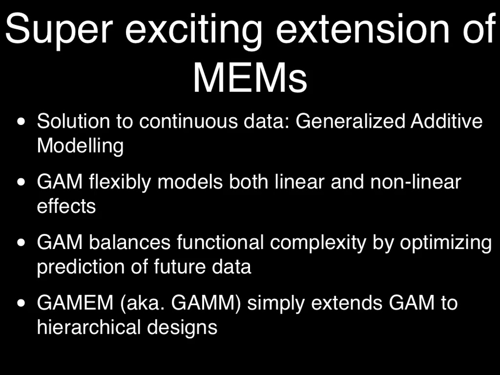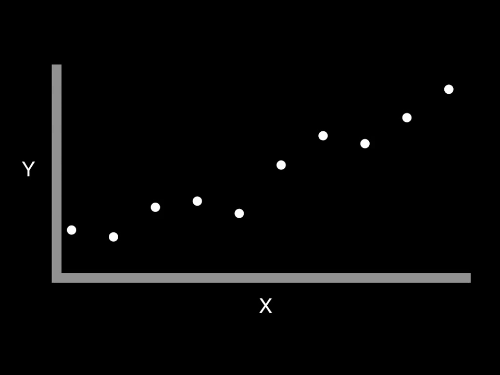So this is just simply saying that generalized additive mixed effects models, otherwise known as GAMM with two M's, simply extends GAM to hierarchical designs. And to just give you a quick sense of the principle of GAM, so I've got data like this.